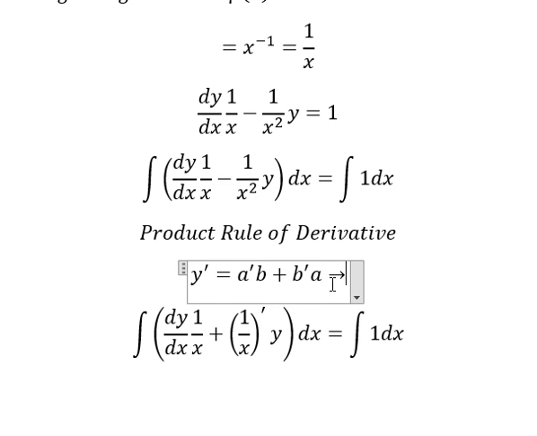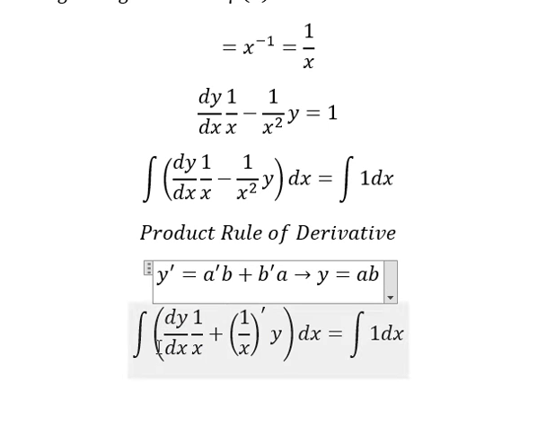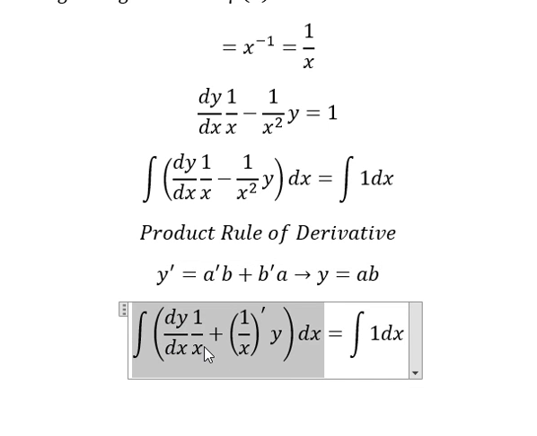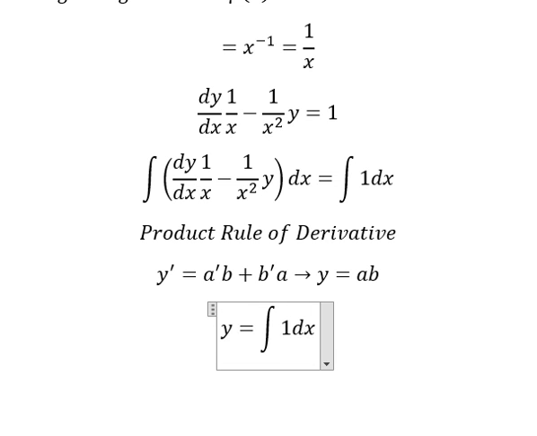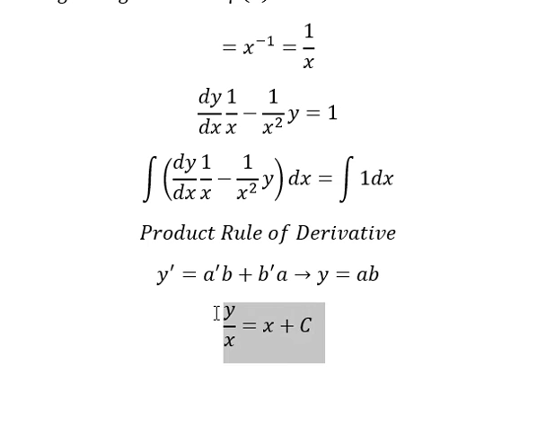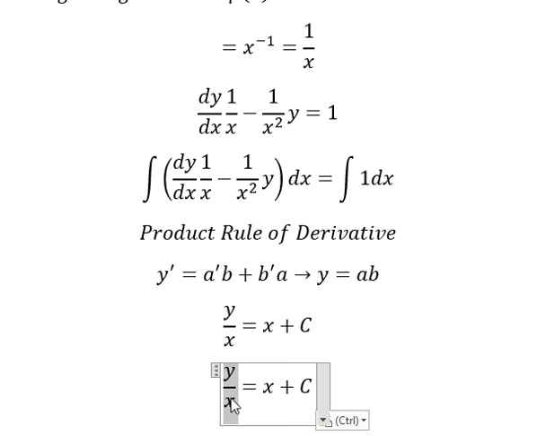So the integration of this one, we have y equals ab. So the integration of that one, we have y over x. This one, we have x, and I will put c. Next, we multiply both sides by x.